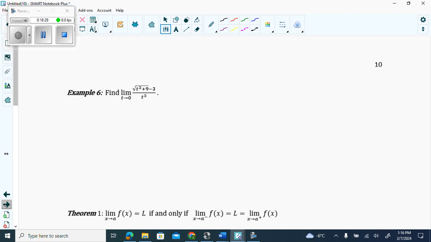Okay, I want you guys to try this one out. When stuck with a radical, what are you probably going to have to do? The conjugate. Multiply by the conjugate. Try it out.